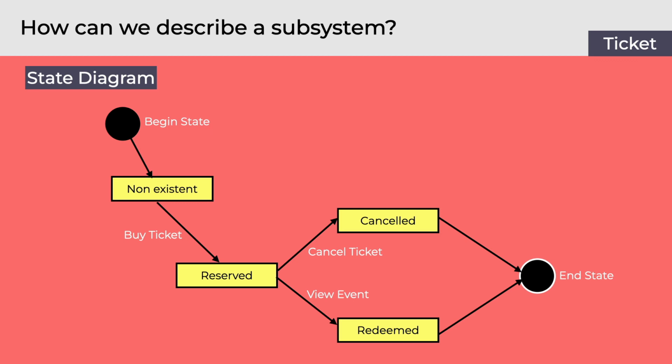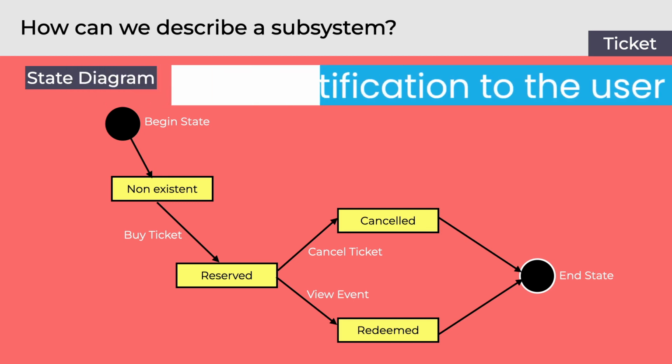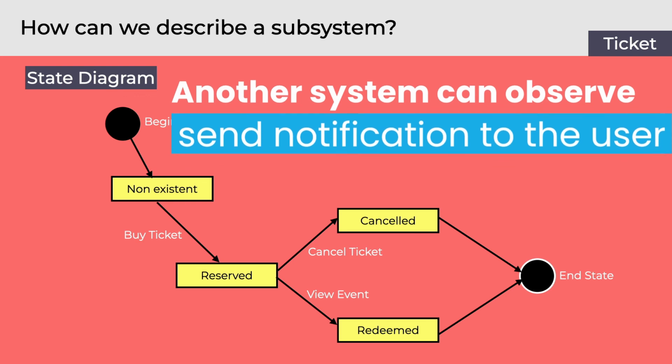The state diagram helps us to understand how the state of the ticket changes due to the various events in interaction, and how we can use those state changes to perform actions in a decoupled way. For example, when the ticket state changes to reserved, another system can observe that event and use it to send out a purchase notification to the user.